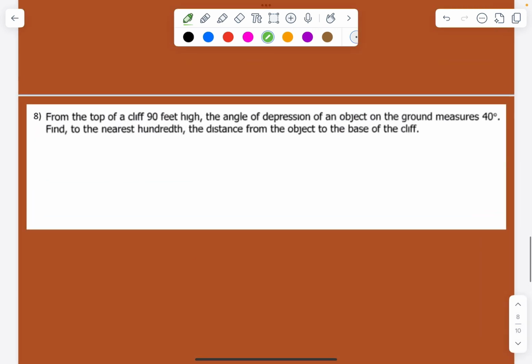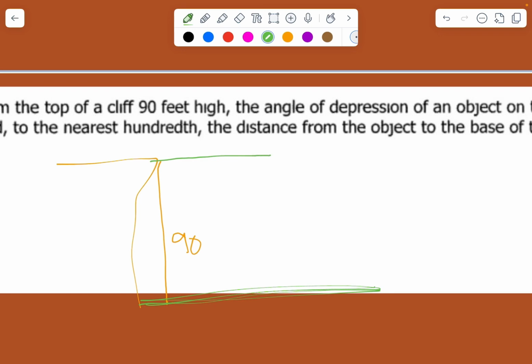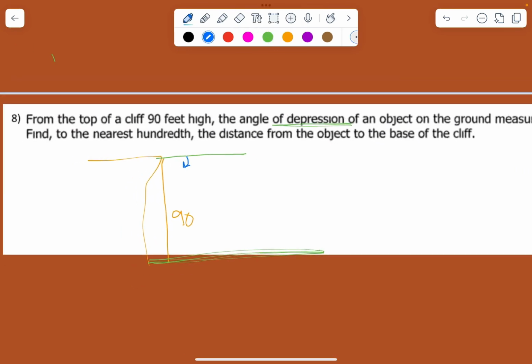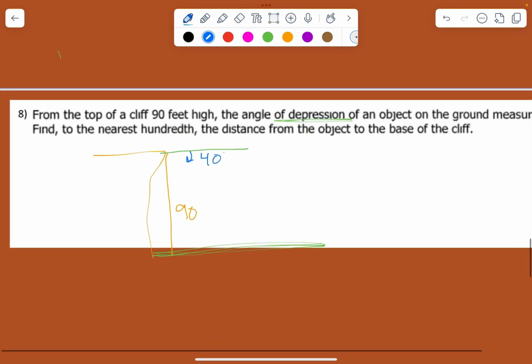For number 8, from the top of a cliff, so we have our cliff, and it says the cliff is 90 feet high. So if we drop off right here, this is 90 feet high. And then here's the ground. The angle of depression of an object on the ground measures 40 degrees. If we continue this cliff line, it's going to be parallel with the ground. The angle of depression is going down. So from here, it's going down, and it measures 40 degrees to an object on the ground. So whatever object we have is here.